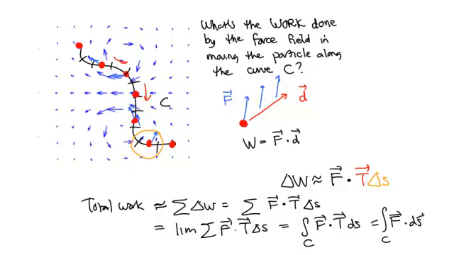And so what we've just shown is that a vector line integral measures the work done by that vector field on moving the particle over the curve C. As a result, in physics, a line integral is sometimes known as a work integral.